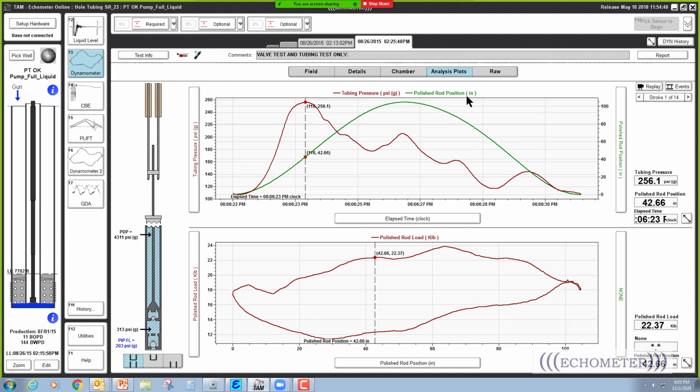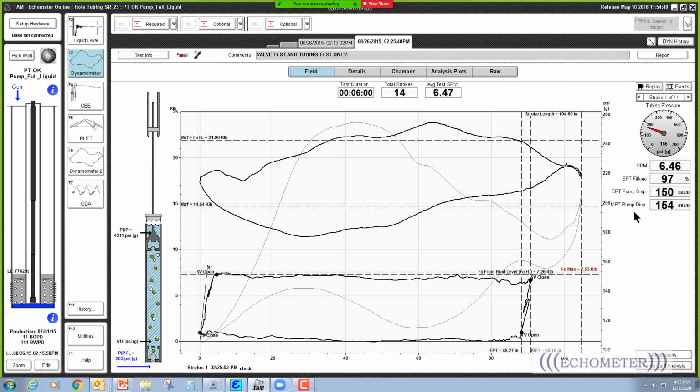But if you go to the field view, it showed as you move through the card, you can see how the pressure gauge is changing, and that would be shown in real time as you acquire the data at the well, but also can be shown in replay mode. So I'm just going through and showing you how the tubing pressure is displayed in the software.